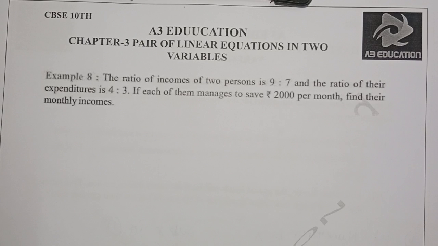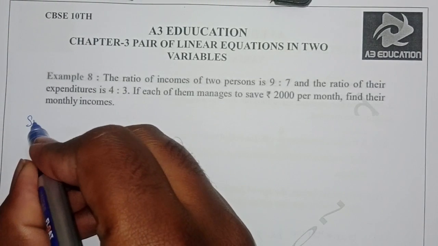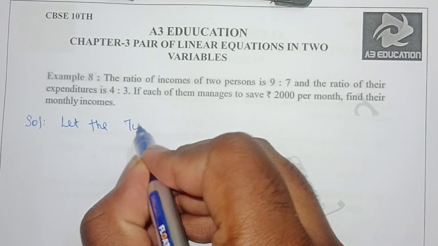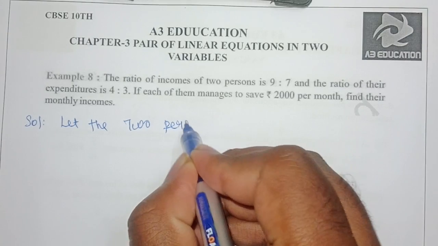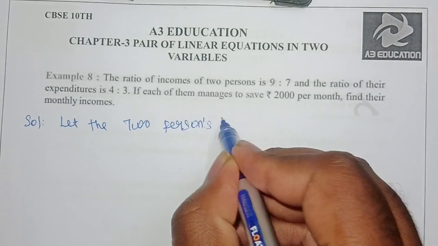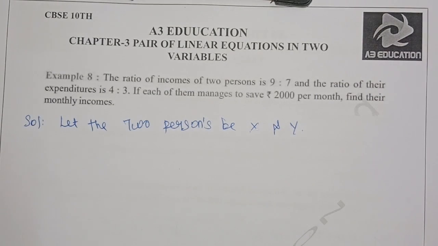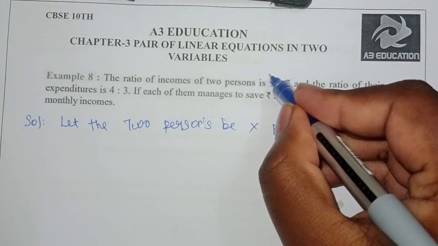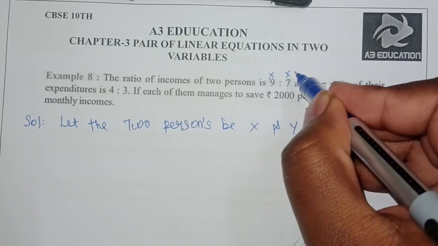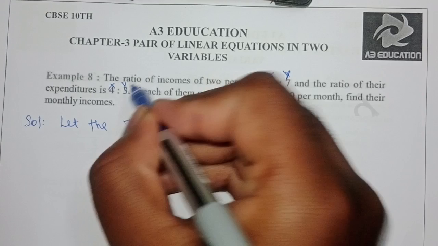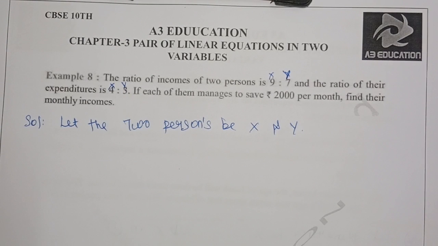Example 8. The ratio of incomes of two persons. Let the two incomes be 9x and 7x, and the expenditures be 4y and 3y. Therefore, the income is given as 9x, 7x, and the expenditure as 4y, 3y. By this we need to form an equation. It is very easy.